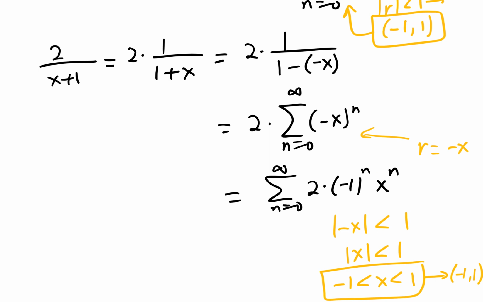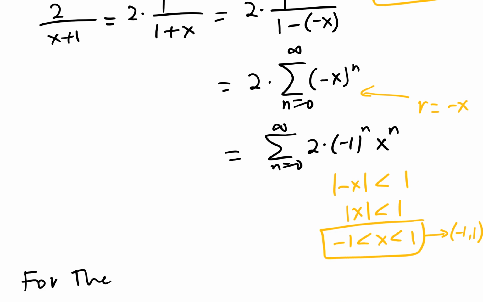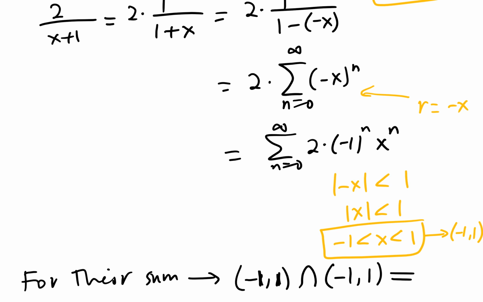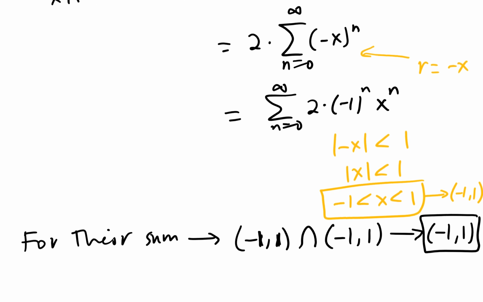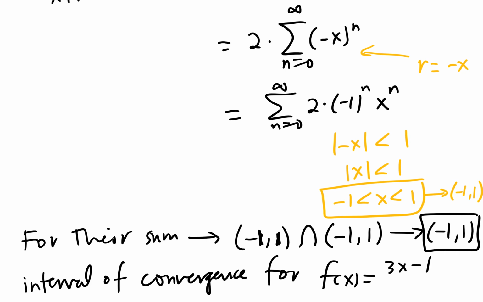So now for their sum, because that's what I wanted to find. For their sum, I take the first interval, negative 1 to 1, and intersect it with the second interval, which will give me the same interval, right? Negative 1 to 1. So this would be the interval of convergence for the given function f of x, which is 3x minus 1 over x squared minus 1.